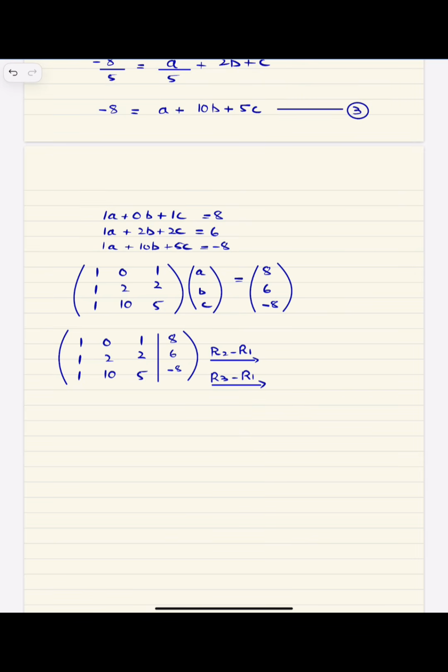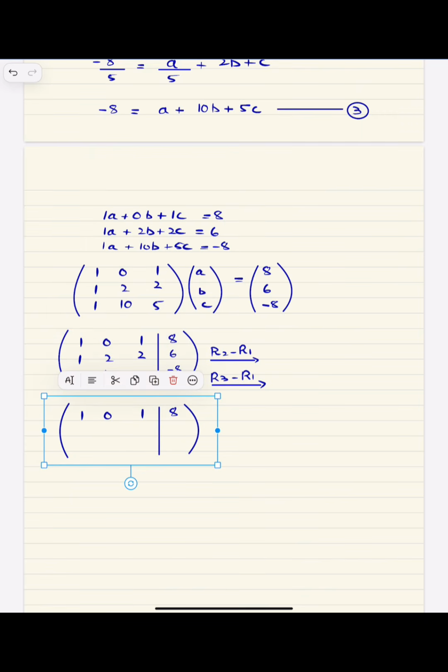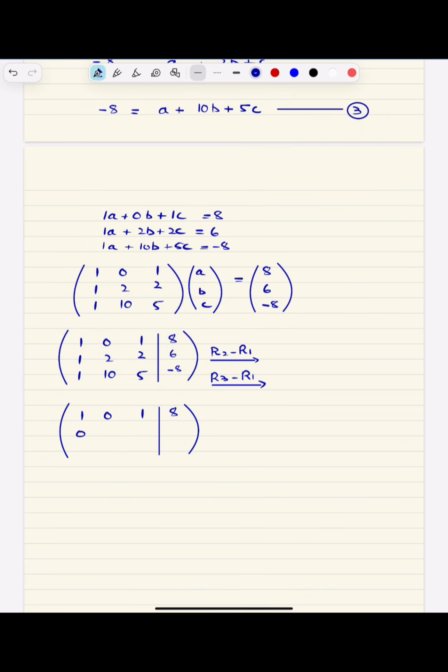So I'll end up with the following. 1 minus 1 is 0, 2 minus 0 is 2, 2 minus 1 is 1, and 6 minus 8 is minus 2. Then 1 minus 1 is 0, 10 minus 0 is 10, 5 minus 1 is 4, and minus 8 minus 8 is minus 16.